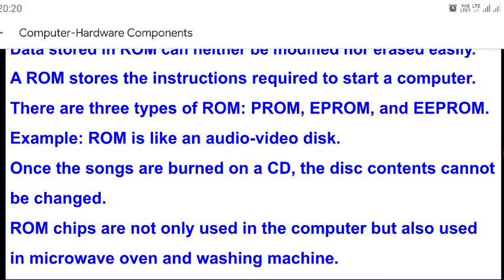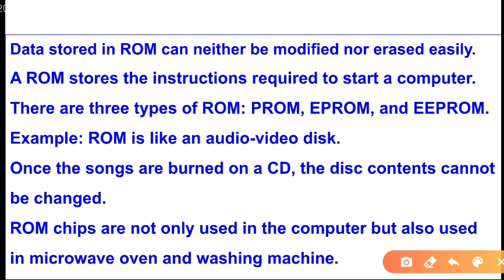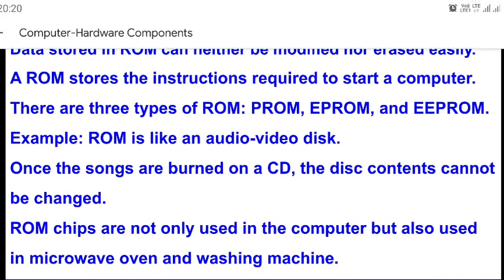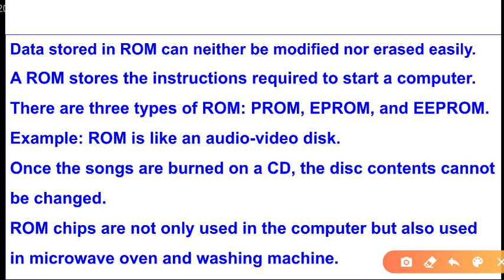Then ROM chips are not only used in computers, but they are also used in microwaves, washing machines and different electronic devices. In your smart ACs also they are used. What do ROM chips, or read only memory chips, contain? They contain data and instructions which can never be changed or modified. It is just the opposite of RAM.